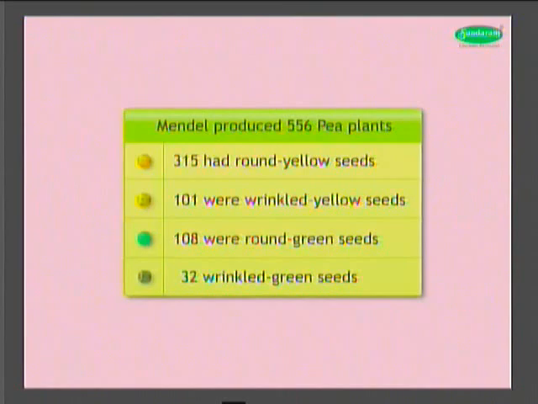Mendel produced 556 pea plants, of which 315 had round yellow seeds, 101 were wrinkled yellow seeds, 108 were round green seeds, and 32 were wrinkled green seeds. Second filial generation, F2.